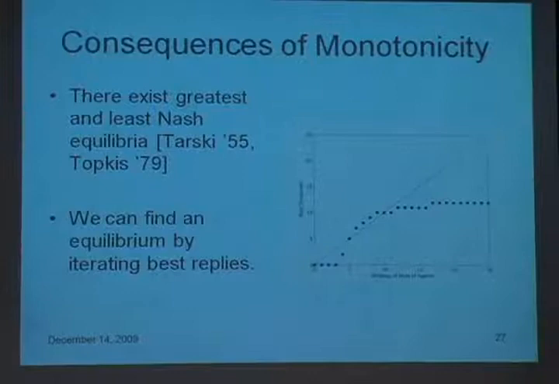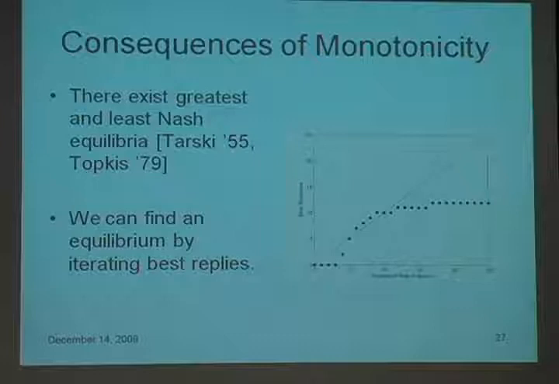And furthermore, we can actually find this equilibrium by iterating best replies. I won't talk about it in any detail, but it gives us a simple algorithm to find equilibrium in practice just by iterating best reply dynamics, which works well enough that I could generate all the graphs I'm going to be using for the rest of the talk very quickly.